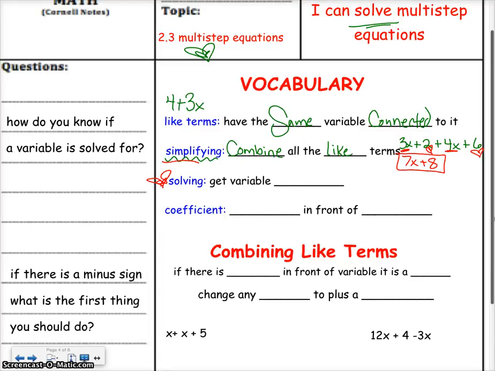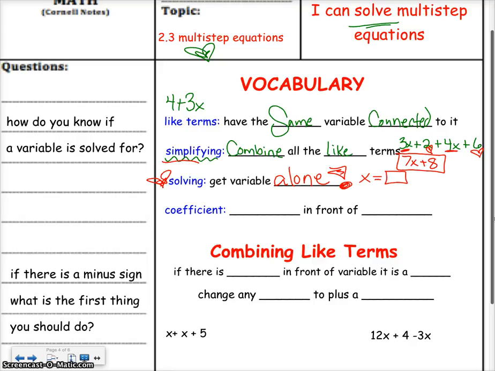Solving. We've been solving ever since we started this unit. It just means get the variable alone. So when I say solve for x, solve for a, solve for any variable, it means you have to have x all by itself on one side of the equal sign.